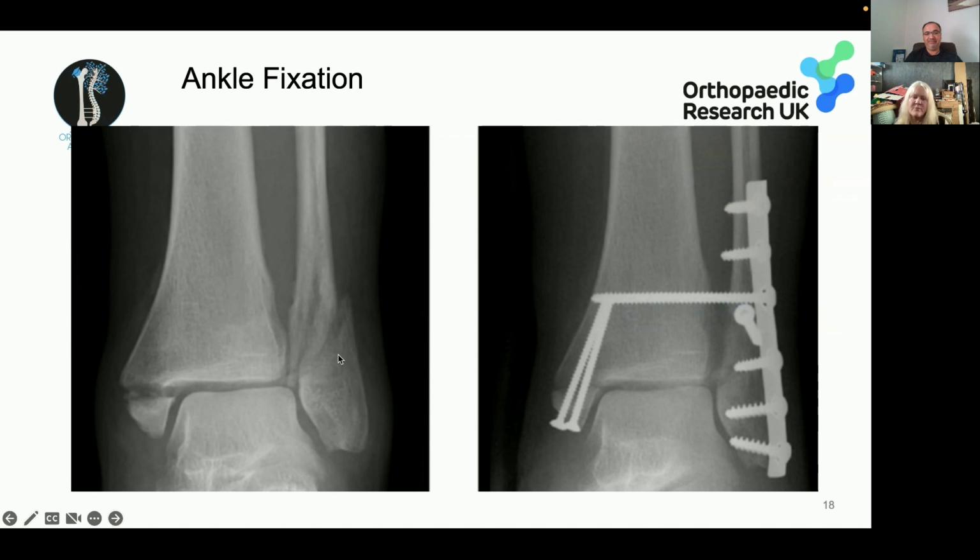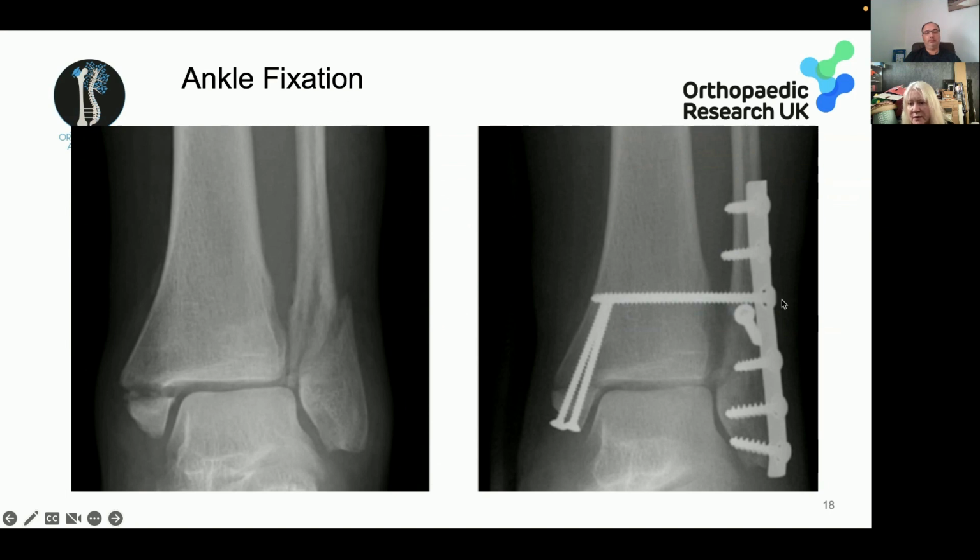So if you have to try and imagine this in 3D, if you reduce the fracture and the fracture line's going this way, what we do is we put a lag screw to hold the fracture in place, which goes at a different angle. Then we put a plate down the outside and we fix it. We fix the medial malleolus on this side, usually with 2 screws through there. And then we test the stability of the syndesmosis.